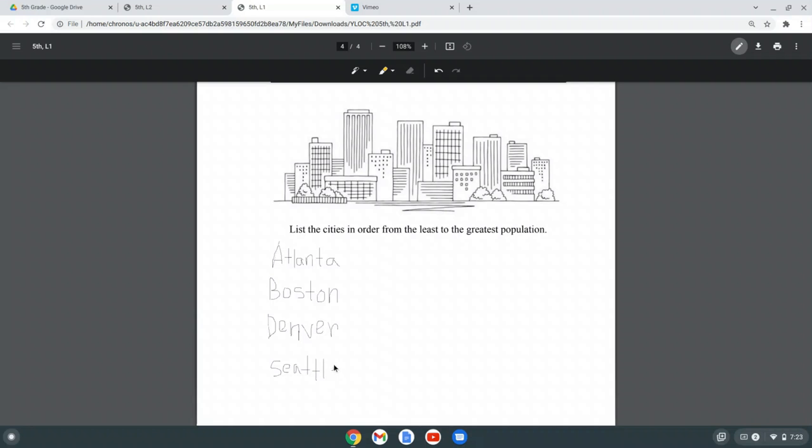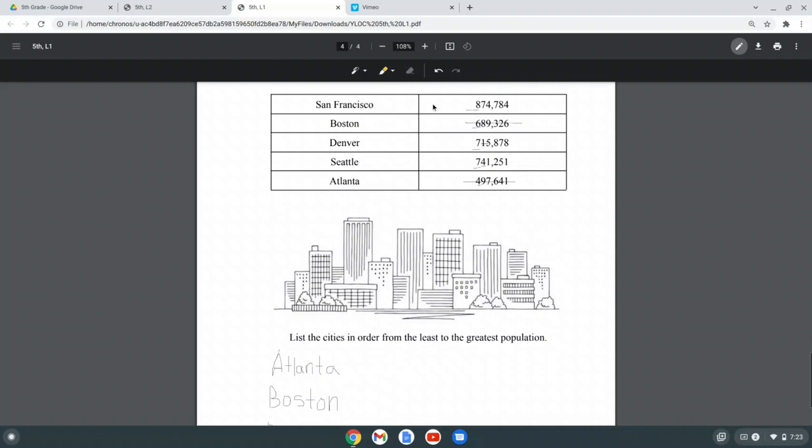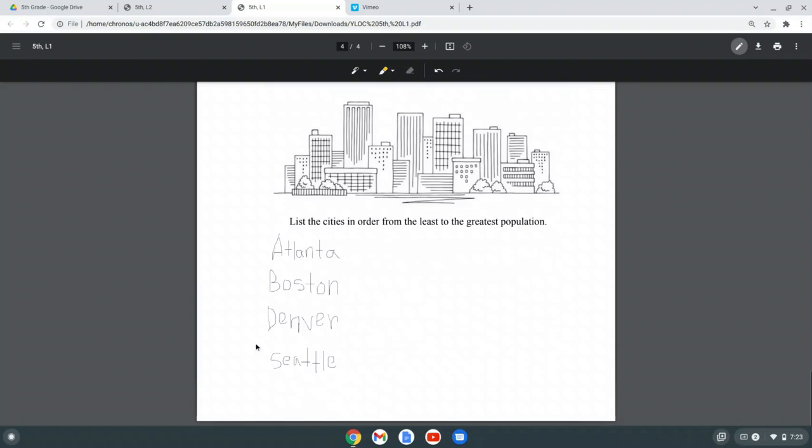And excuse my terrible handwriting since I'm using my keyboard, not a mouse. And then lastly, it'll be San Francisco. And I'm just going to abbreviate because I don't have a mouse. So I'll just write San Fran. So we can abbreviate that to make it a little bit easier. Now that's it. So we have Atlanta, Boston, Denver, Seattle, and San Francisco.